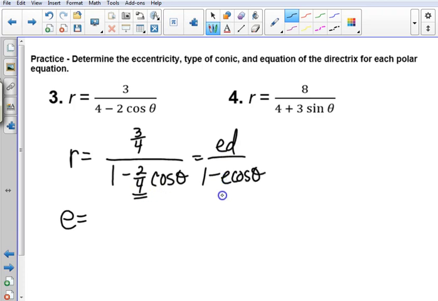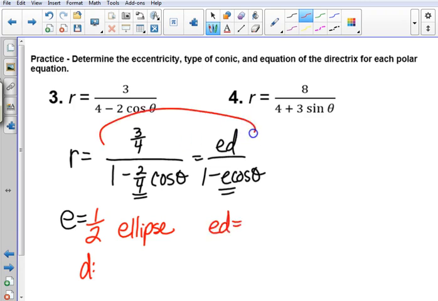So the eccentricity is this number, and the eccentricity by definition is positive, so it's 1/2. 1/2 eccentricity makes it an ellipse, yes? And then D, the directrix, well, up top ED was equal to 3/4, but I already know that E is 2/4, or 1/2. Doesn't matter which you use.